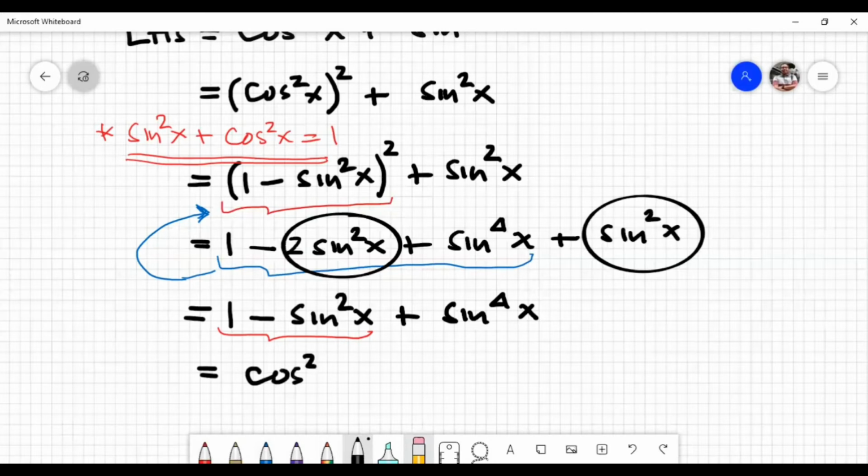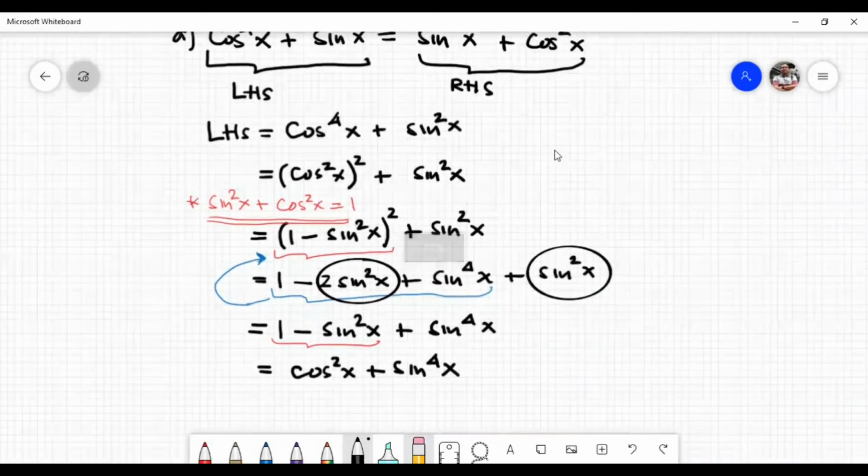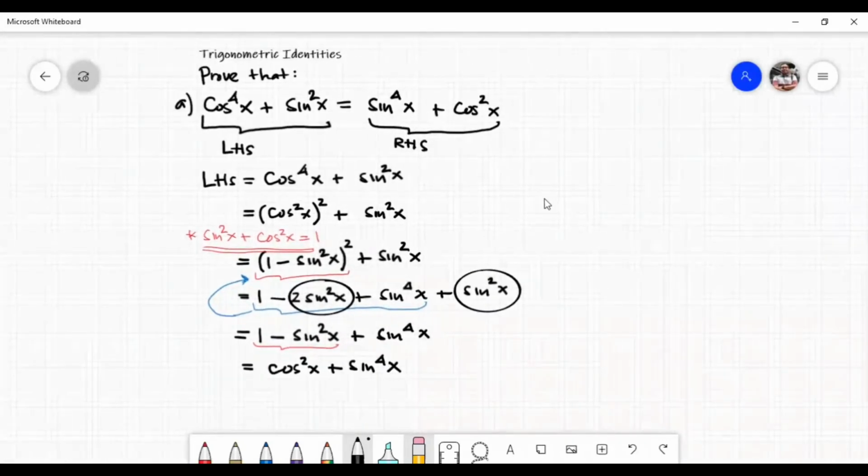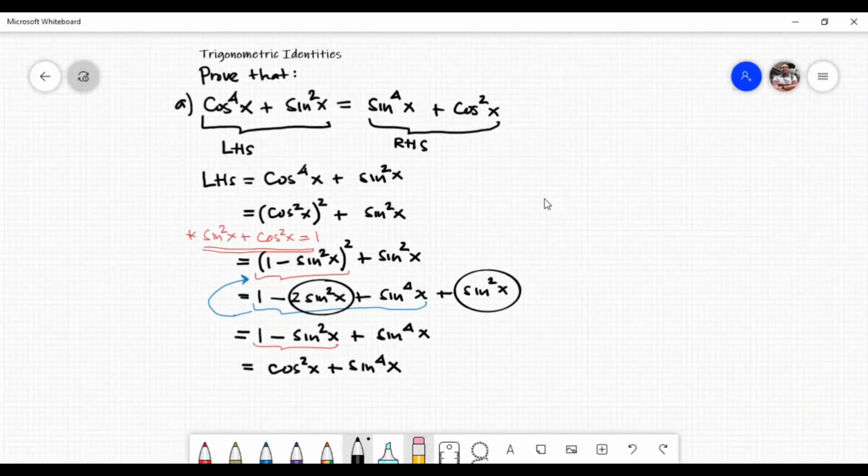Cosine square x plus sine to the power of 4x. Now we check with the problem. Is it the same? Yes, it's the same, right? It's proven, right? What do you think? Is it difficult? Not really.